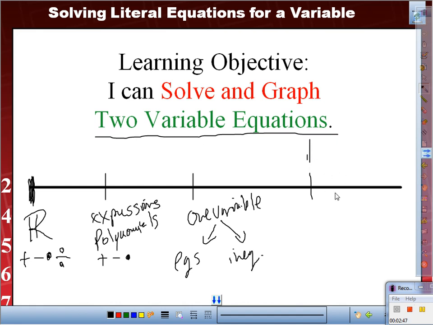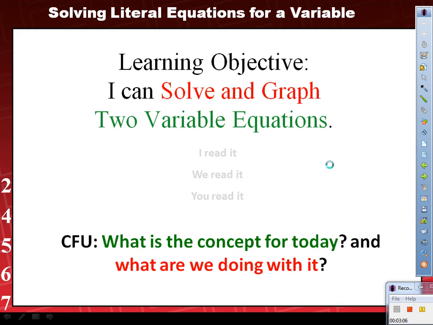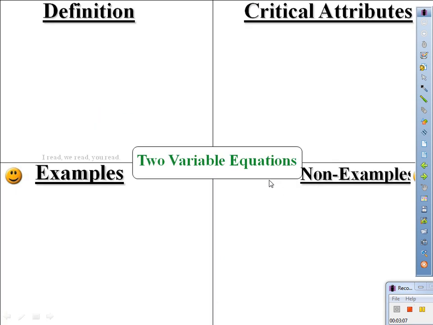However, before moving forward to two variable equations, today we're going to look at something very particular called literal equations. They could be two variable, or they might not. I'll explain it right now with the definition. But before we move on, let's see how well we remember our definition.